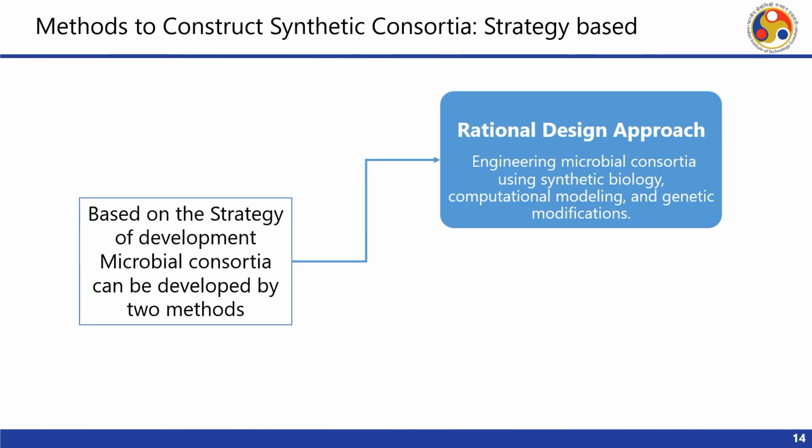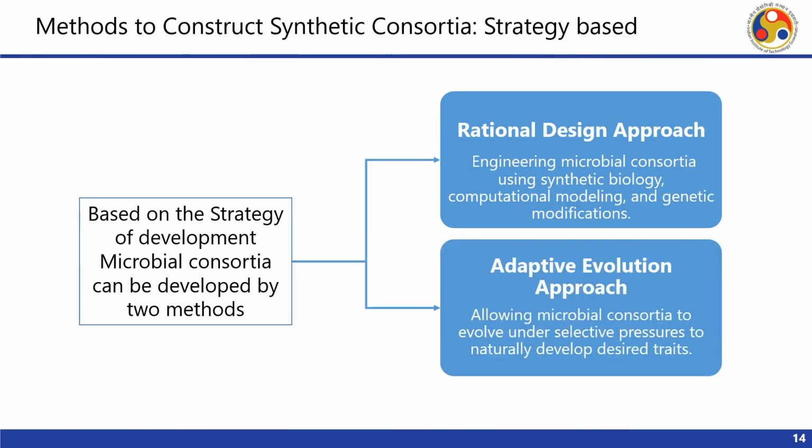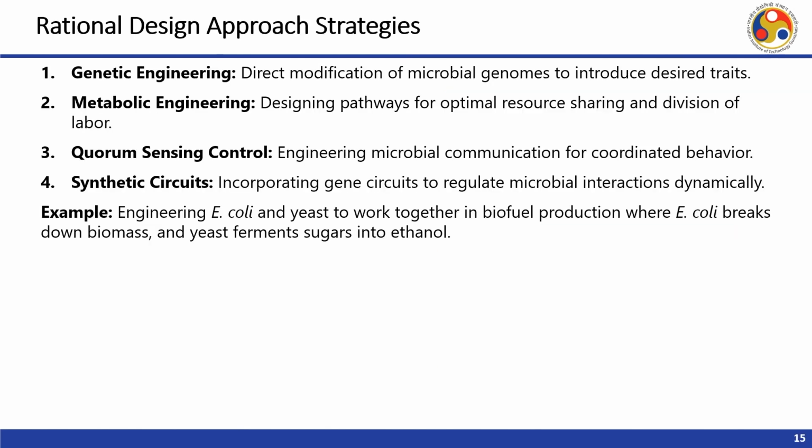Here, engineering microbial consortia is done using synthetic biology, computational modeling, and genetic modification. The other is the adaptive evolution approach, where we allow microbial consortia to evolve under selective pressures to naturally develop desired traits. So, in a rational design approach, we employ genetic engineering, which is the direct modification of microbial genomes to introduce desired traits.